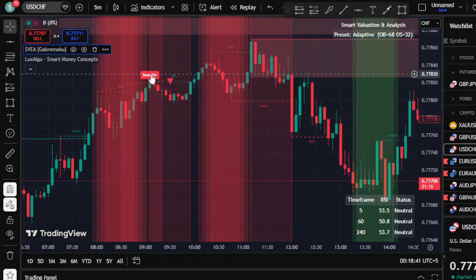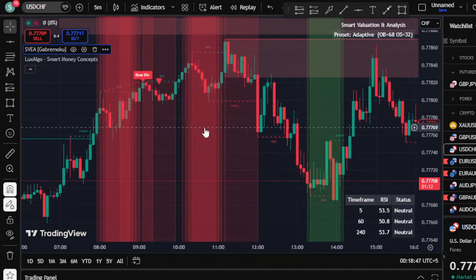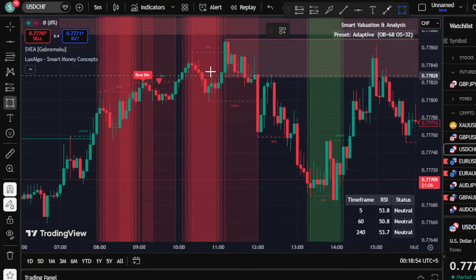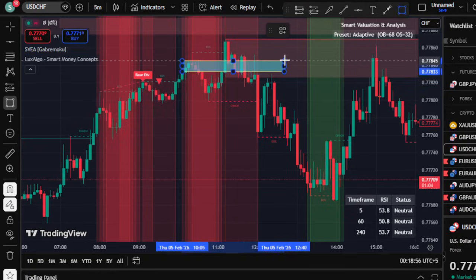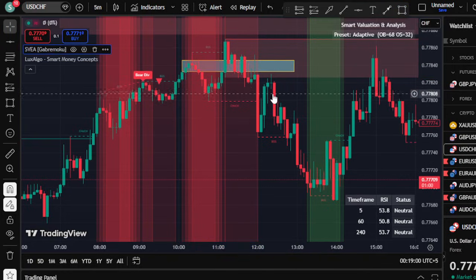Now just look at this, the bear divergence. The change of character is coming here, and you need to wait here. Now this time, what happened here? Just look at this one. This time the price went to liquidate that part, the lower resistance, and then it touched and retested that area.